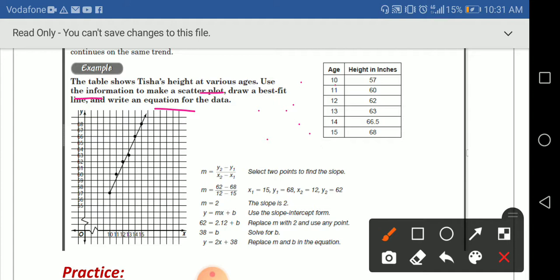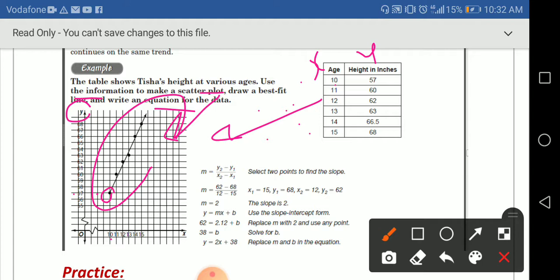So 10, 57. We've got 10, and then we put the point exactly at 57, which is opposite to the y-axis. So 10 is the age on the x-axis, and here the height in inches is the y-axis. The first step is to put your data on the graph by using the scatter plot. I'll give you the graph like this without this line, and you draw this line after drawing the dots.